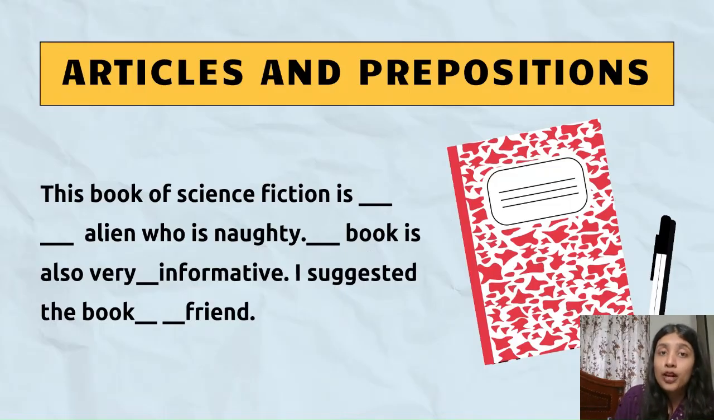Now, the book is also very informative. Nothing comes before informative because informative is an adjective, and no article or preposition is needed before an adjective when they come after linking verbs like is, are, was, right?